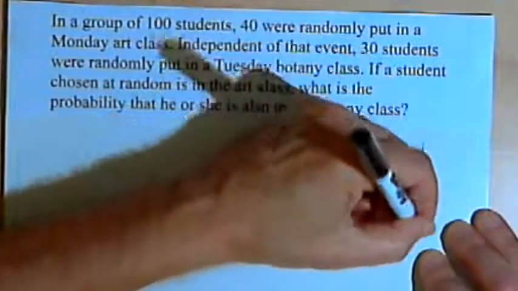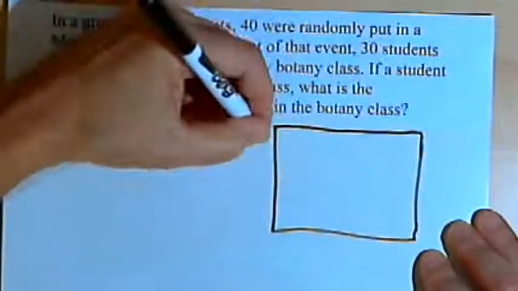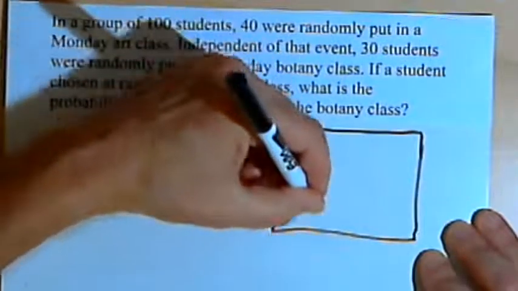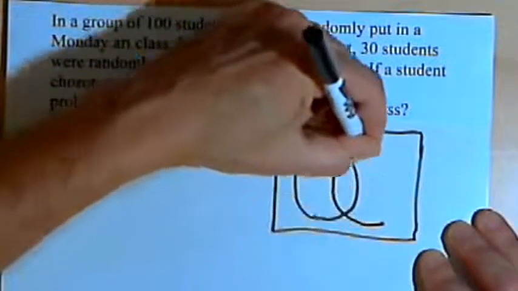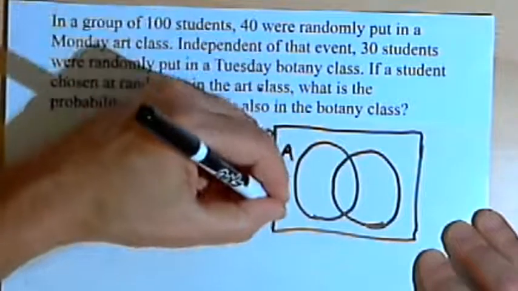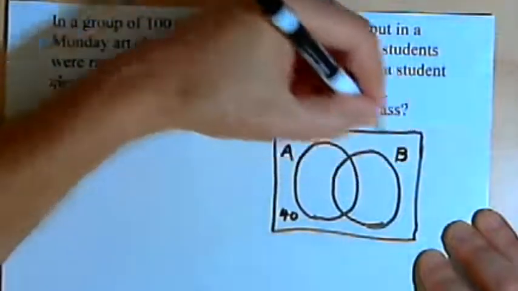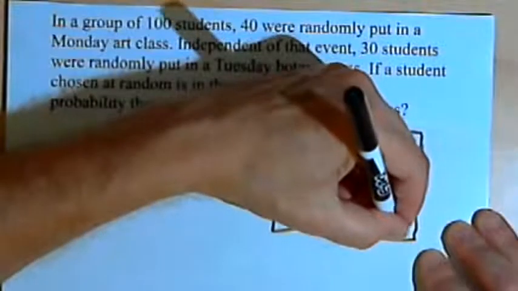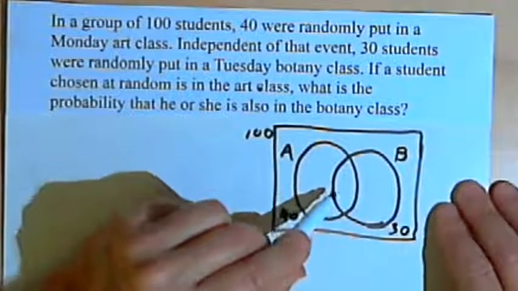Okay, so let's do the Venn diagram again. Once again, the universe consists of 100 students. Once again, there are two groups. It's also groups A and B, but now it's art and botany. So in group A, we have 40 students. And in group B, for botany, we have 30 students. And we don't know what the overlap area is.